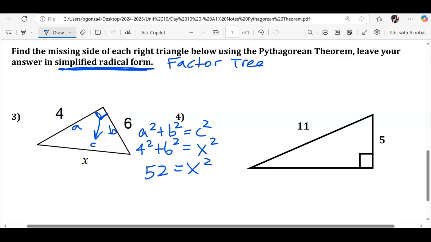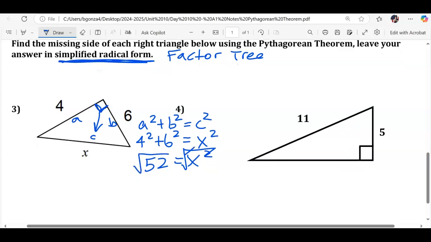And then once again, to get rid of a square, we square root. Square root. Now, do not type square root of 52 in the calculator. It tells us we need to find it in simplified radical form. So we are going to factor tree, just like our warm-up. Does 52 divide by 2? Since it's even, the answer is yes. That's 2 times 26. 26 is even, so that's going to be 2 times 13.